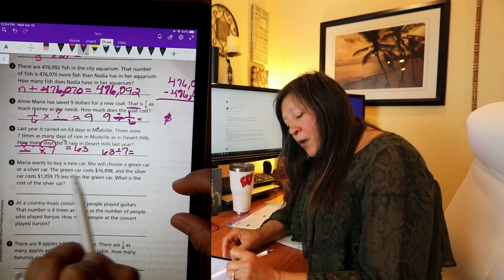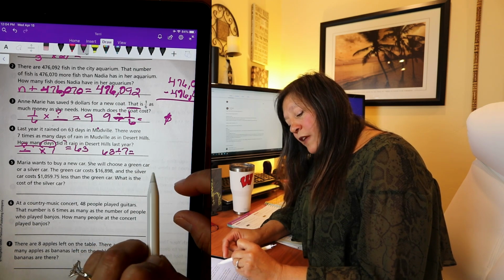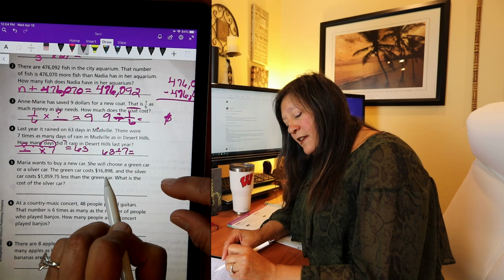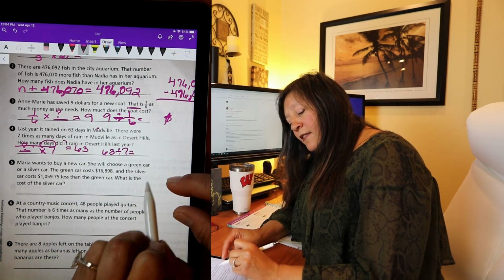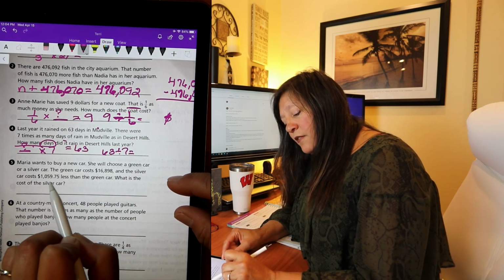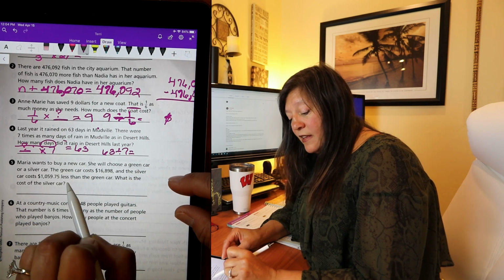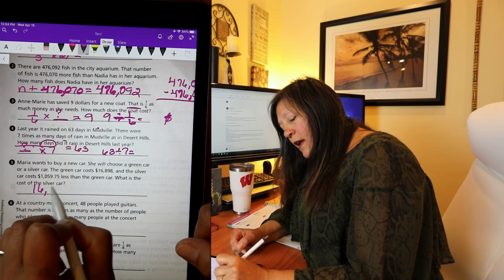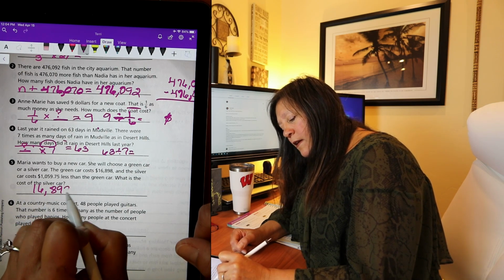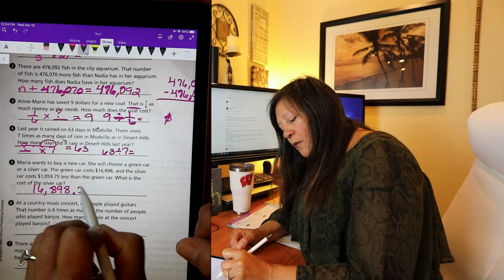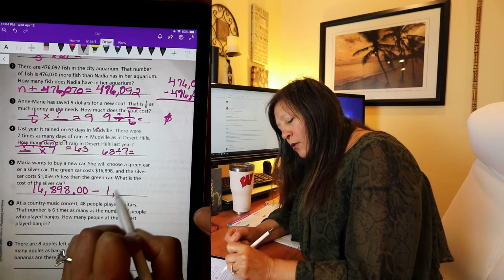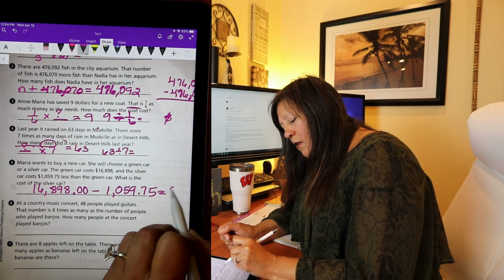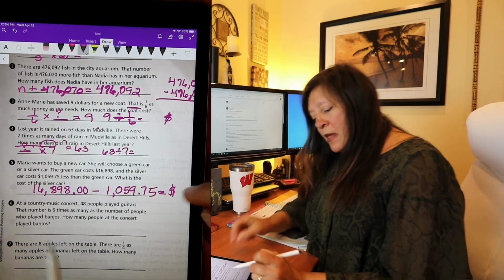Number 5, Maria wants to buy a new car. She will choose a green car or a silver car. The green car costs $16,898. The silver car costs $1,059.75 less than the green car. What is the cost of the silver car? Okay, this is a basic subtraction, but don't forget to line up your decimals, okay, to get that cost.